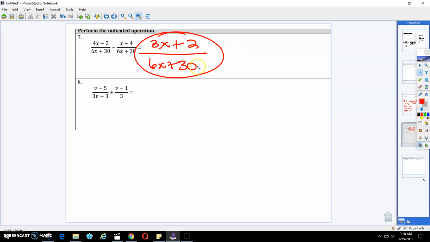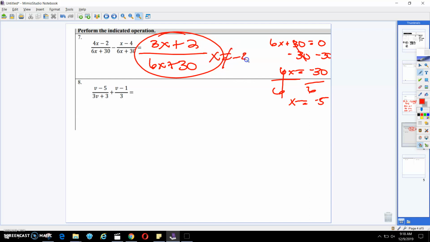But remember, we have to state our excluded values. So we're going to take what's in the denominator, set it equal to 0, and we're going to solve. So x is not going to be equal to negative 5 because that would give us an undefined answer.